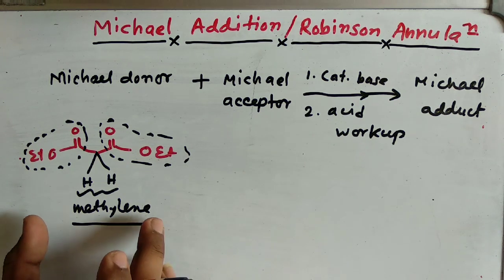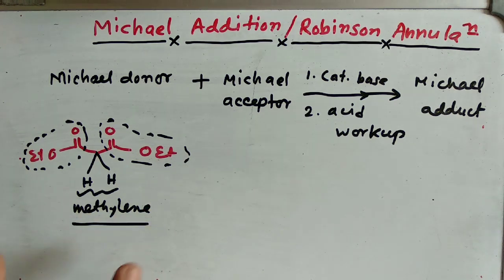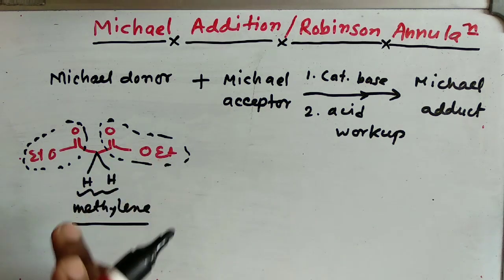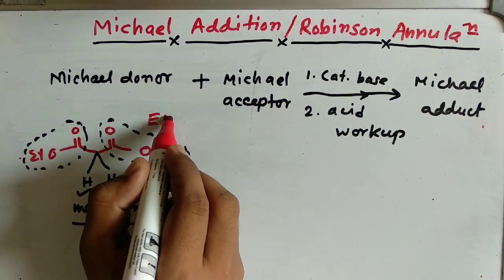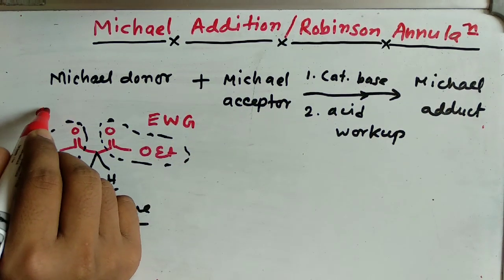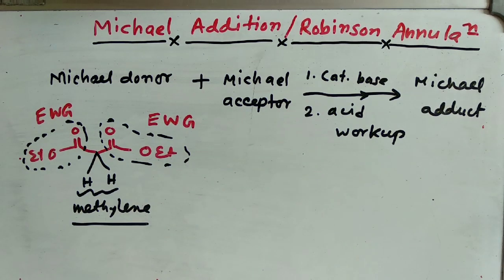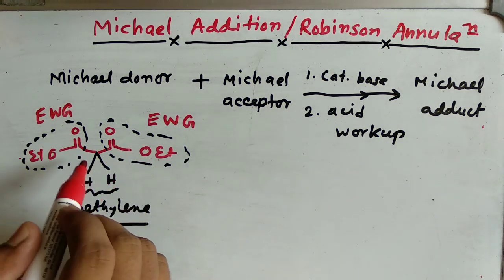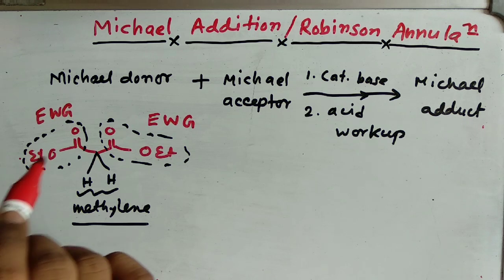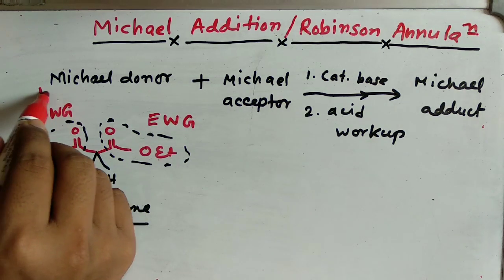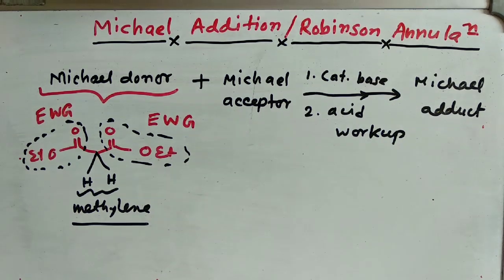One more characteristic of this methylene is there, so I am coming to this, but let me talk about these two groups. These two groups are electron withdrawing groups, and this is also an electron withdrawing group. Electron withdrawing group means this group accepts electrons from the system. So these are the basic features of this Michael donor. Why it's called a donor, I am coming to this.